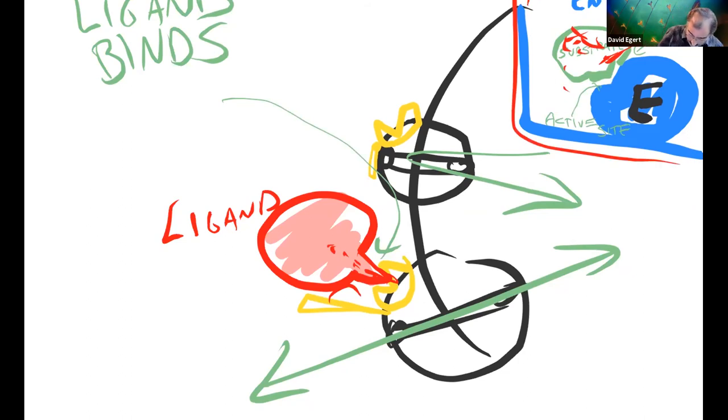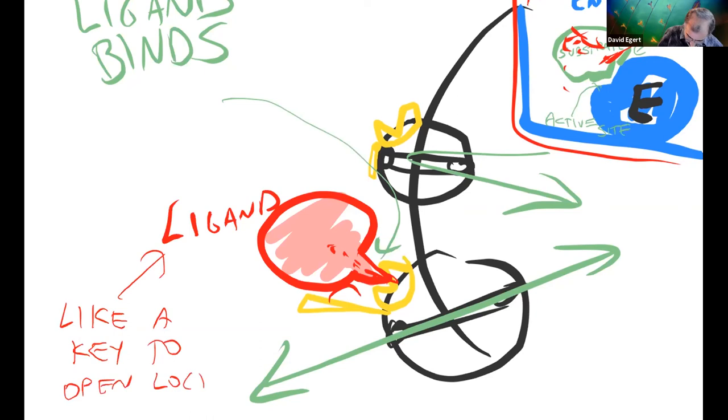Over here, this is like a key to open a lock. You know, the key goes in, you unlock it, something happens, but then the key is not destroyed, the key isn't digested, the key isn't broken apart or whatever. The key now just goes off and is waiting to unlock another door someplace. So they're related in this way that you have something that fits and binds, but they're also different as well.